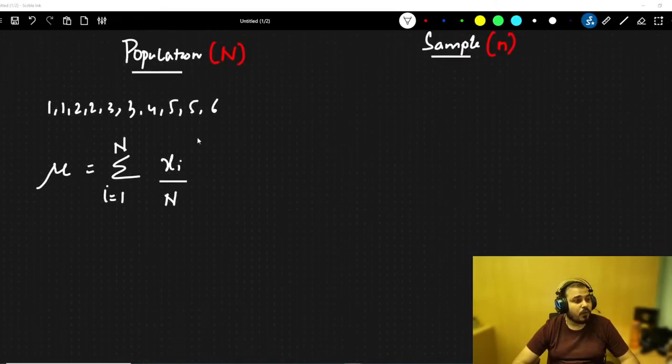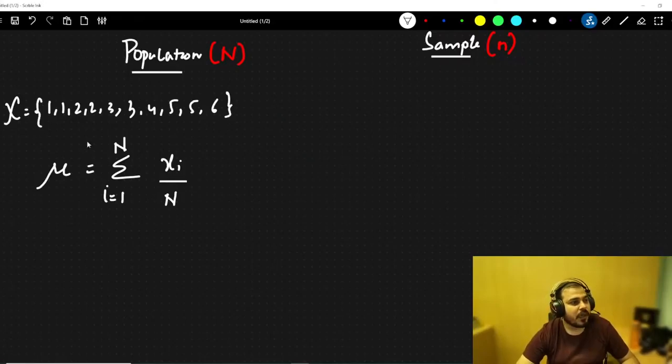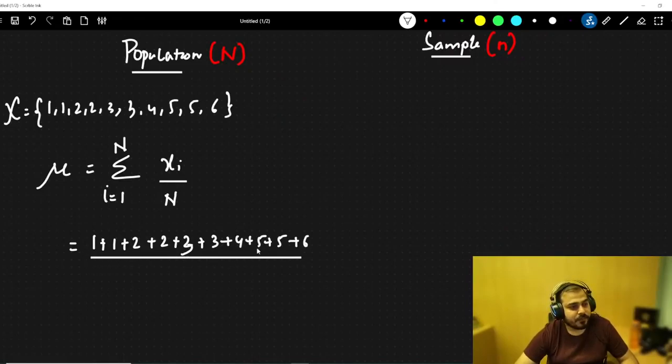Now, what is this x of i? Let's consider that this is my random variable X, and probably I have many different values inside my data set: 1 1 2 2 3 3 4 5 5 6. If I want to expand this x of i, we are going to iterate through all these N elements. So I may write 1 plus 1 plus 1 plus 2 plus 2 plus 3 plus 3 plus 4 plus 5 plus 5 plus 6, divided by capital N. Over here, capital N is what? 1, 2, 3, 4, 5, 6, 7, 8, 9, 10.